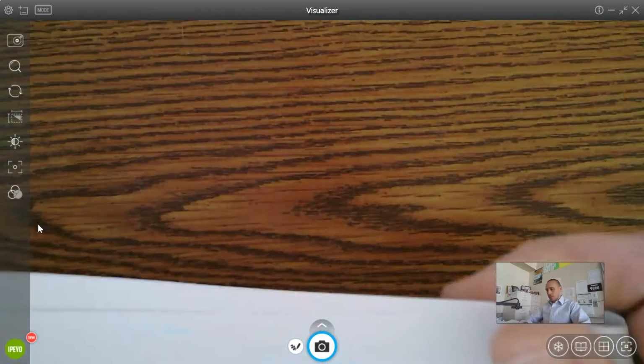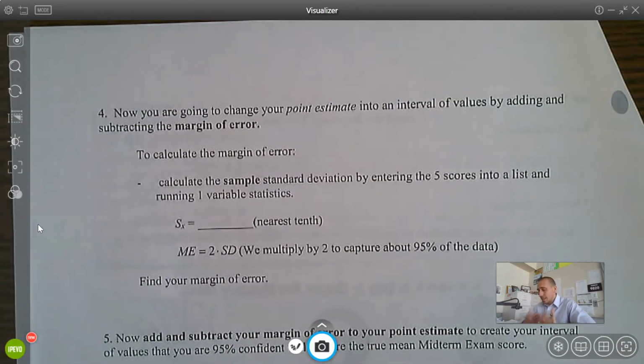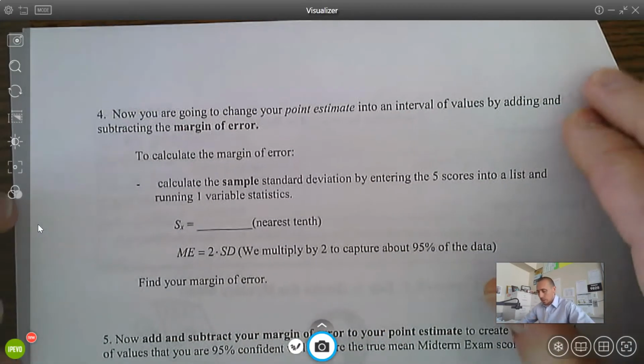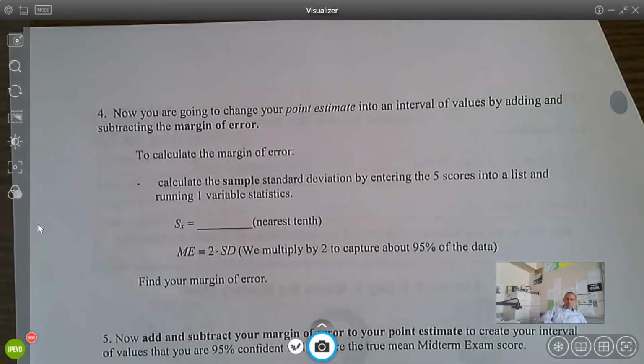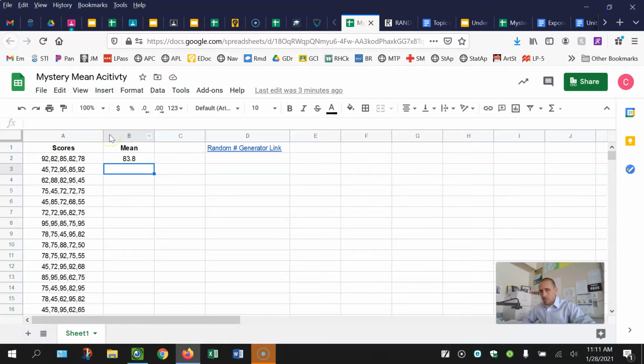Moving on to the second page here. Now we're going to change this point estimate into an interval of values, and the way we do that is by adding and subtracting the margin of error. To do that, we need to calculate the sample standard deviation. So I'm going to do that on the calculator. So let's see, 92, 82, 85, 92, 82, 85, 82, 78.